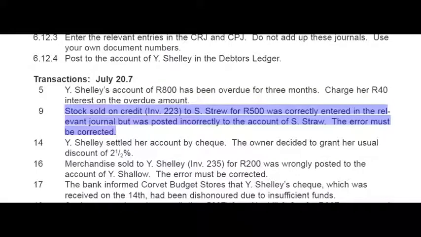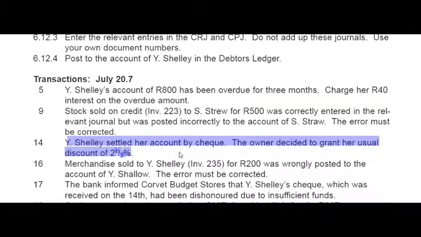Then the next transaction said Y. Shelley settled her account by check. The owner decided to grant her usual discount of 2.5%. Okay, so in the previous video, we made it clear that she owed us 840 Rand. 819 Rand was paid by her, and 2.5% discount, which represents 21 Rand, was allowed as discount.